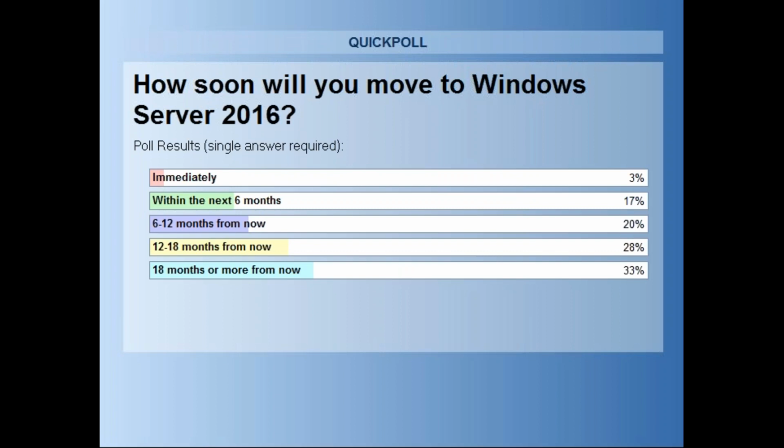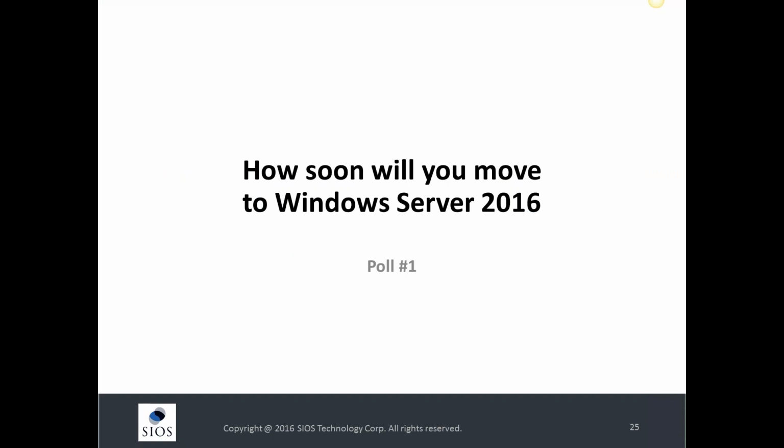So it looks like immediately is 3%, within the next 6 months is 17%, 6 to 12 months from now is 20%, 28% for 12 to 18 months, and 33% for 18 months or more. Dave? Great. Yeah, I think that's pretty typical. You have some early adopters, and a lot of people will do refresh when the hardware refresh comes due. So that's good to know.